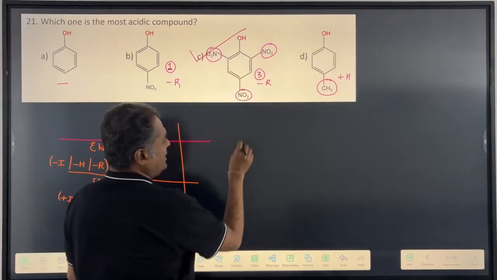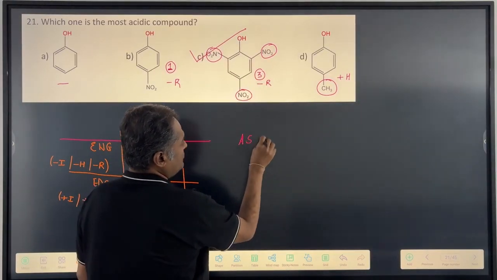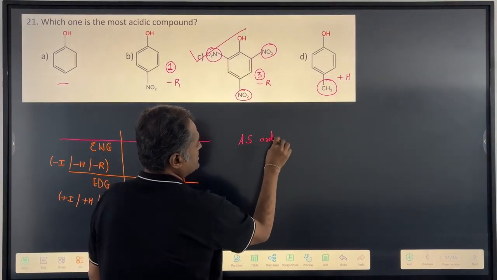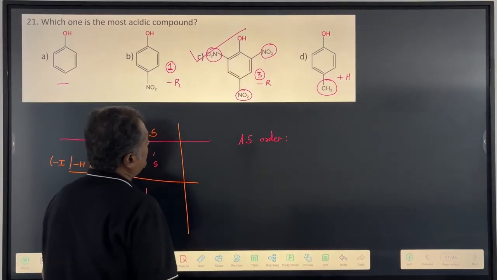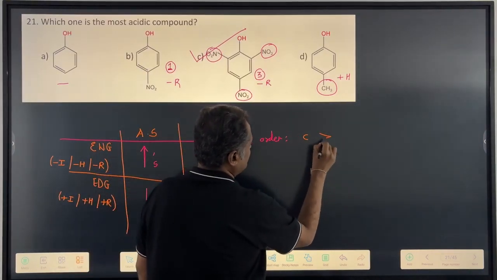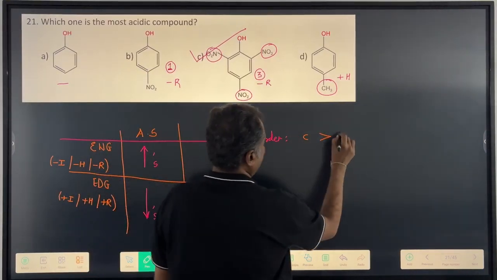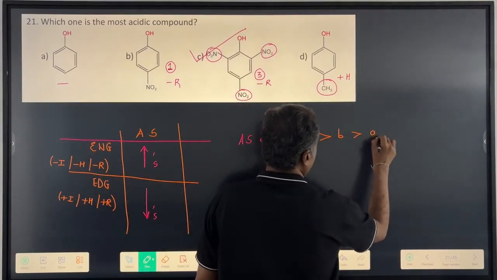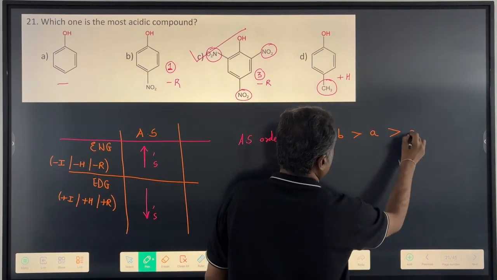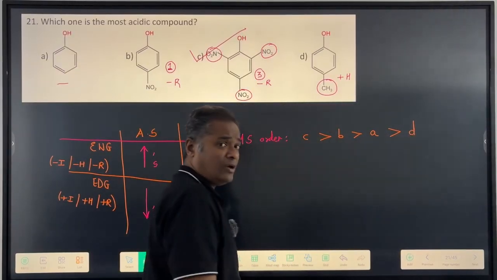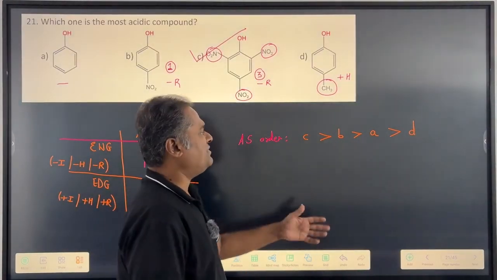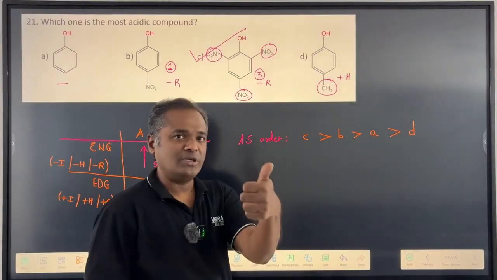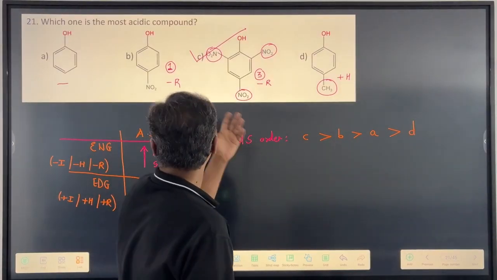If you want an acidic strength order, we can even give the order in this case. The first example has to be C, which is most acidic. Then you have B. Then you have example A, and the least acidic would be example D. We had to find the most acidic, but I have even given you the order also. I hope this is clear, child. Let's proceed with the next question.